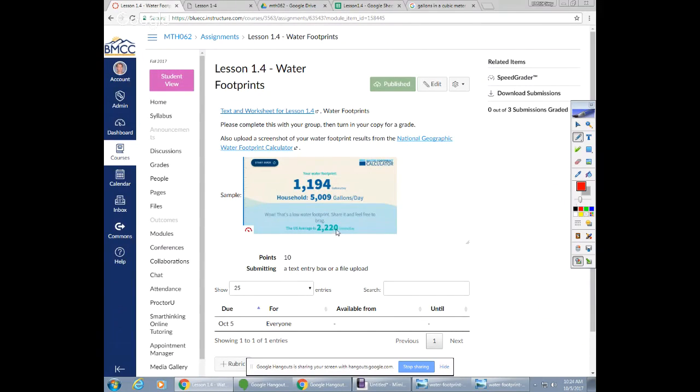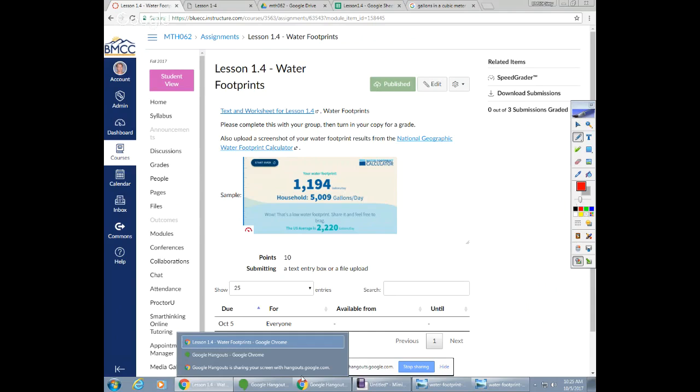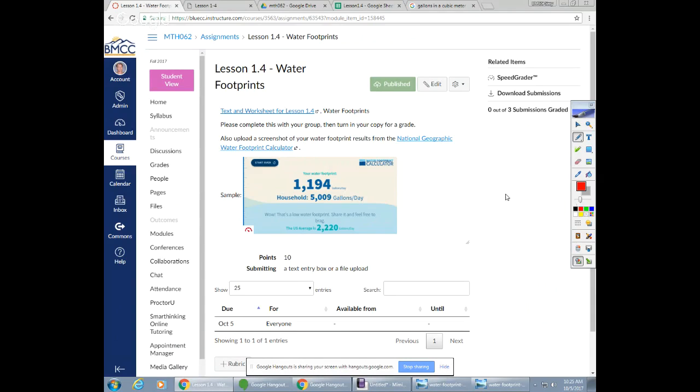Here it says the average U.S. person uses about 2,220. Okay. It doesn't say what year that measurement is in. What year are these numbers from? What's this? 2011. Okay. Yeah, so that was 6 years ago. Yeah. So are we in the ballpark? Yeah, in the ballpark, which is what we're looking for.